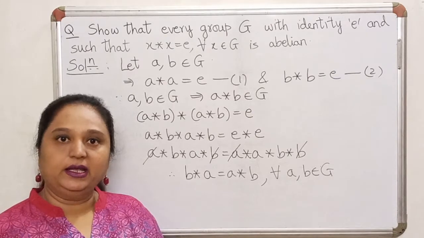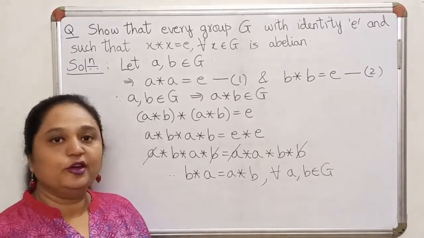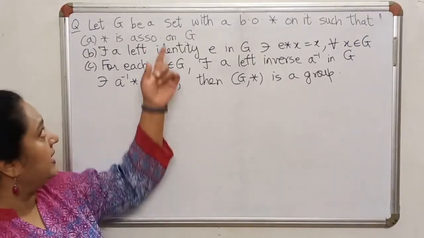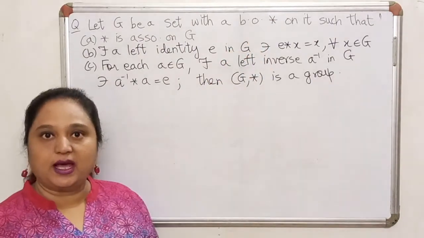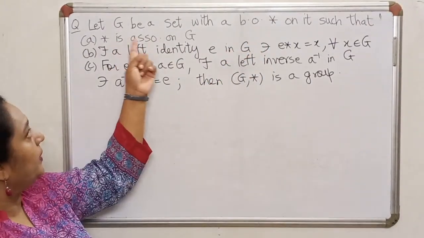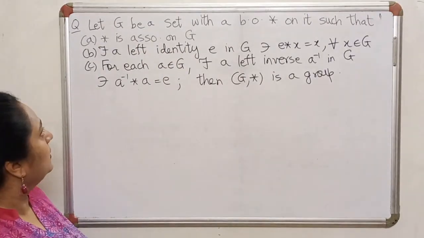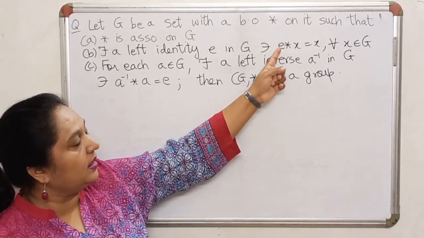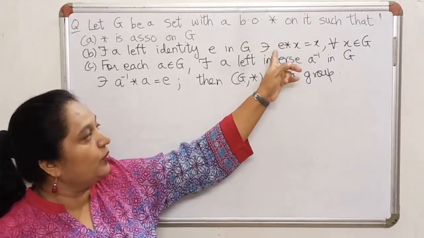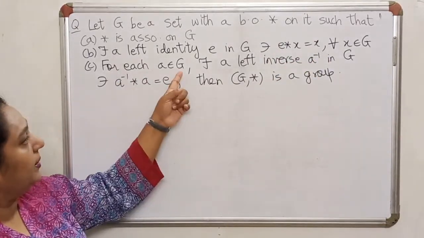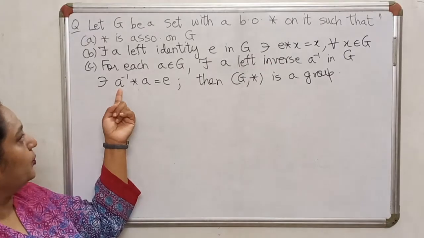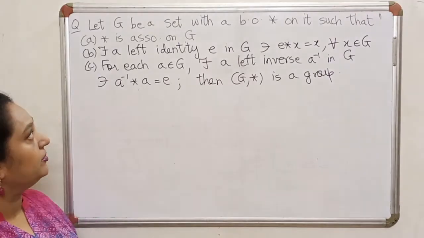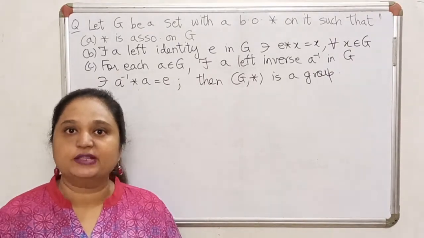Next, we are going to look at yet another interesting property of a group. So let's look at the next problem now. I have a set G and a binary operation star on this set, which is given to be associative, and there exists a left identity in G. Left identity means identity combined with any element from the left will give you the same element, and for every element there is a left inverse, meaning if you keep the inverse on the left, inverse into A will give us identity. We wish to prove that if these properties are satisfied, then G has to be a group.